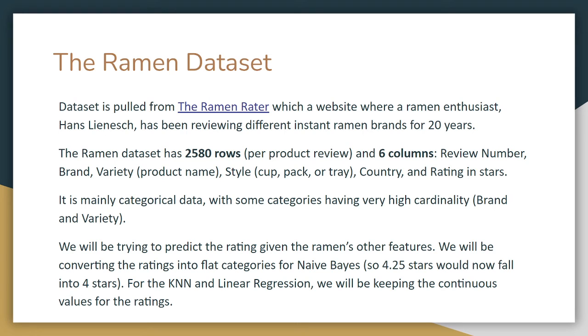As you can see, all the features come down to categorical, and a lot of the categories have high cardinality. So brand and variety have many words per feature value, and in contrast, style has really low cardinality. It has the 3 categories. We had to reconcile that.